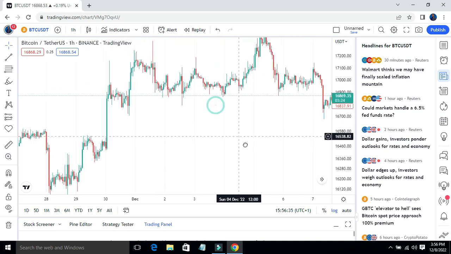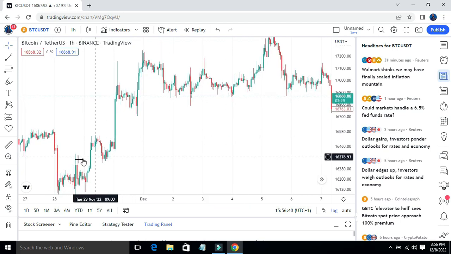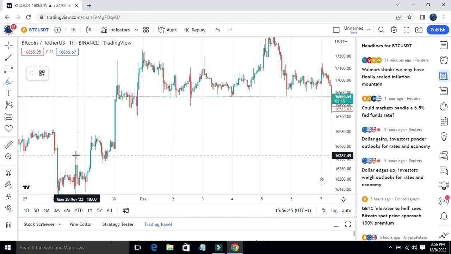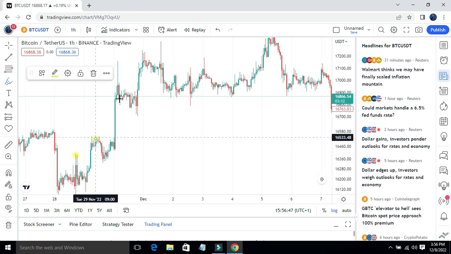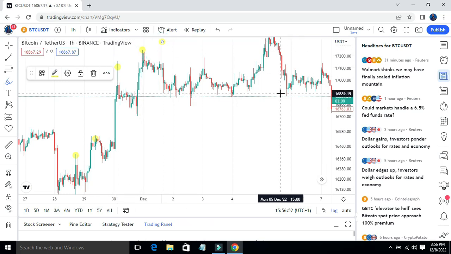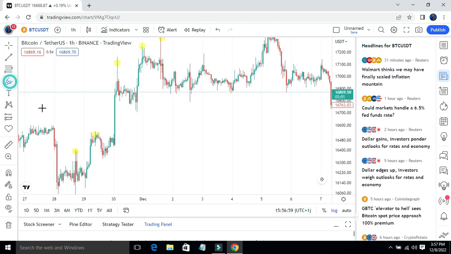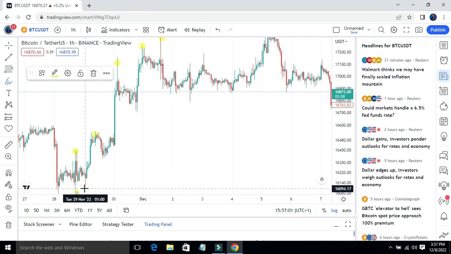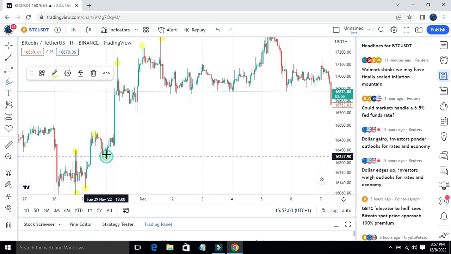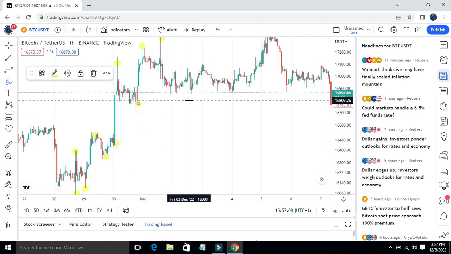As you see here, I'm going to use these two. Okay, so this is a high, this is a high, this is a high, this is a high, this is a high. Okay, let me mark the lows. So this is a low, this is a low, this is a low, a low, low, and a low.